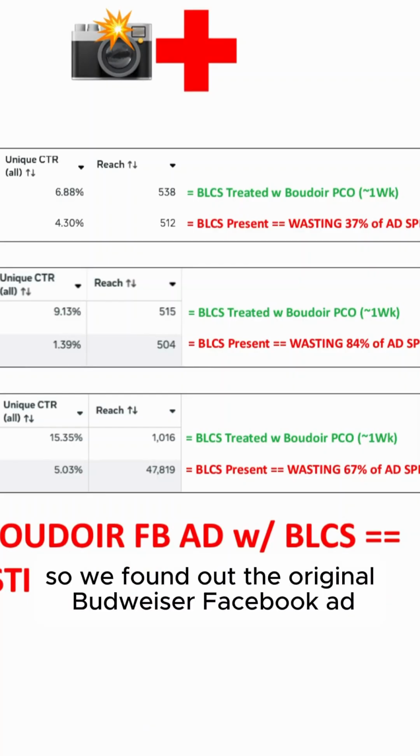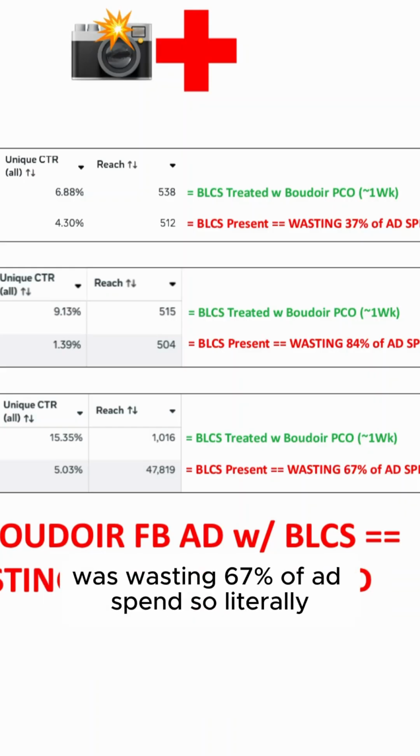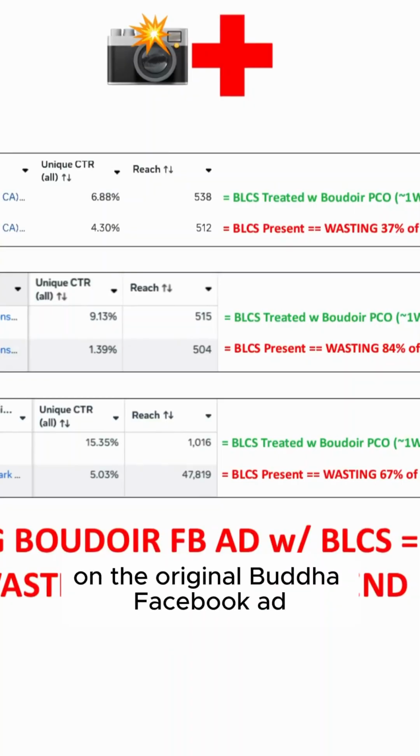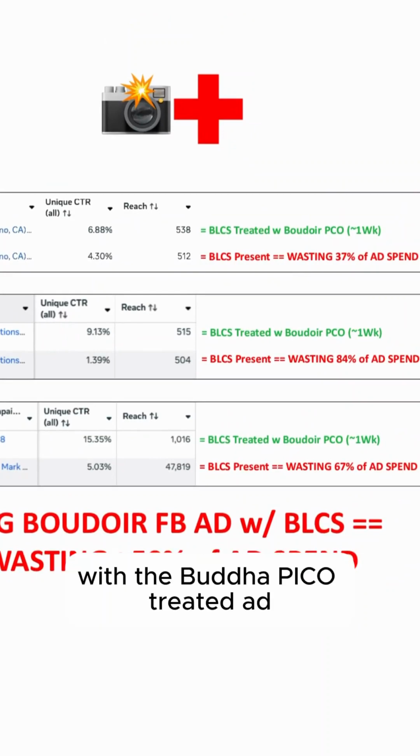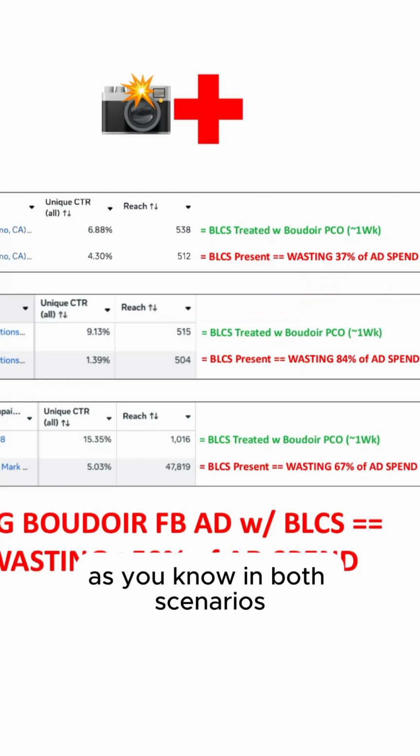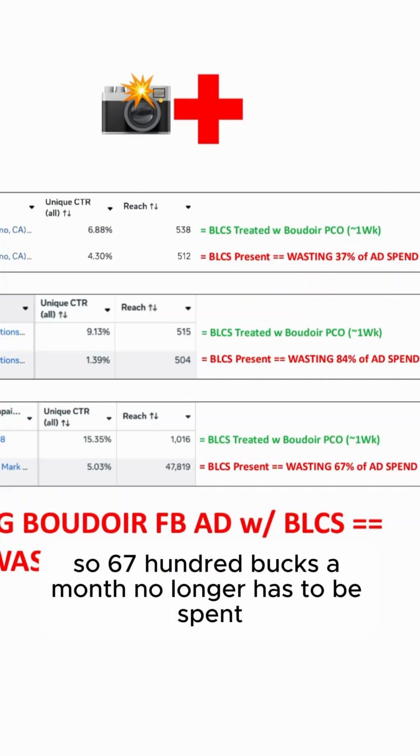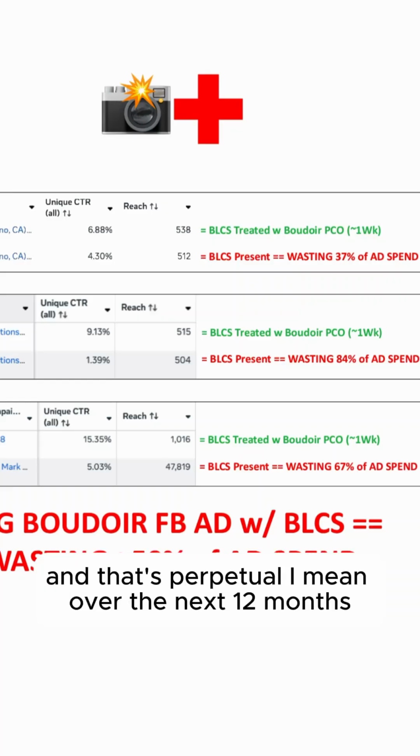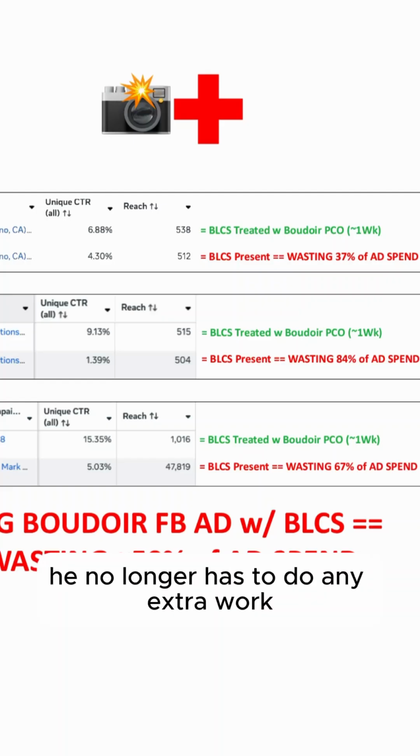So we found out the original Boudoir Facebook ad was wasting 67% of ad spend. So literally, if he spent 10 grand a month on the original Boudoir Facebook ad, he now only has to spend $3,300 a month with the Boudoir Pico treated ad to get that ad into the same number of women's brains in both scenarios. So $6,700 a month no longer has to be spent. He can keep that in his pocket as a phantom bonus, and that's perpetual. Over the next 12 months, that's like 80K back in his pocket, and he no longer has to do any extra work.